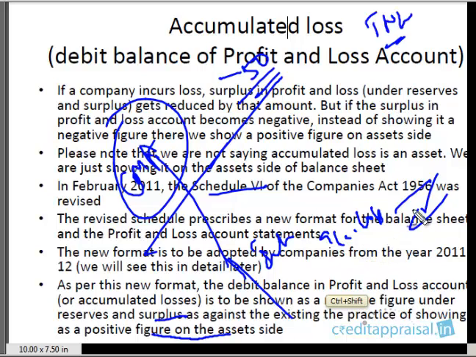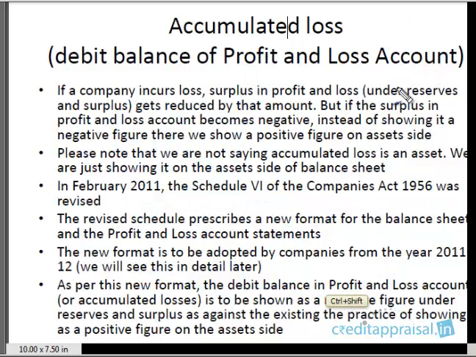Anyway, you deduct the item appearing under intangible assets. So even though it doesn't appear in the CMA data here in the reserves, because you deduct the intangible assets, anyway the net effect will be the same. Okay, but if we have access to the CMA format where you can edit it, you can show it as a negative figure under the reserves and surplus itself.